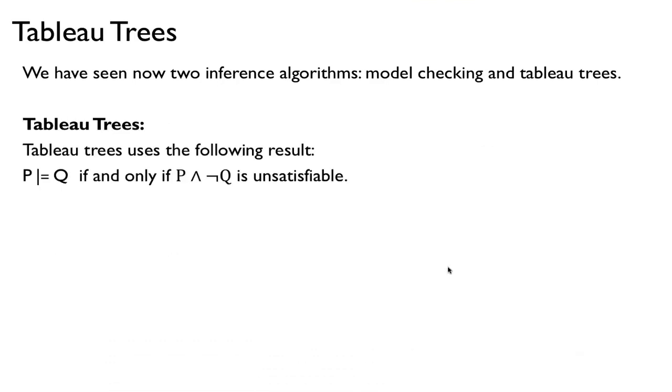And then the other method that we talked about was the Tableau Trees, which basically used the following result. If you want to check for entailment with this method, then to show that P entails Q, we want to show that P and not Q is unsatisfiable. If P and not Q is unsatisfiable, that means that P must entail Q, because P and not Q cannot occur together.